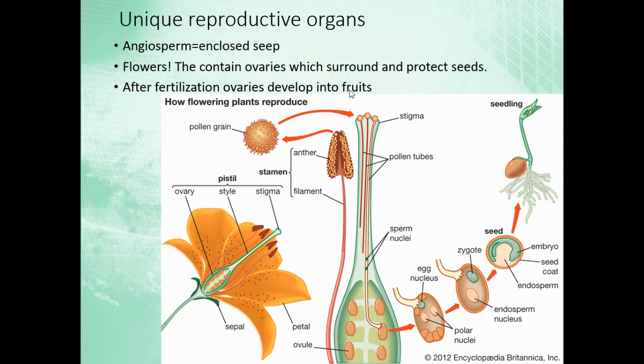So angiosperm actually means enclosed seed. The flowers contain ovaries which surround and protect these seeds. And after fertilization, the ovaries develop into fruits. So the whole seed is very enclosed, it's very protected.